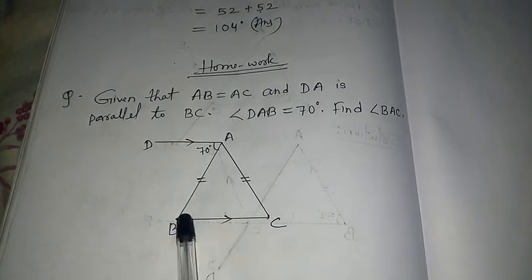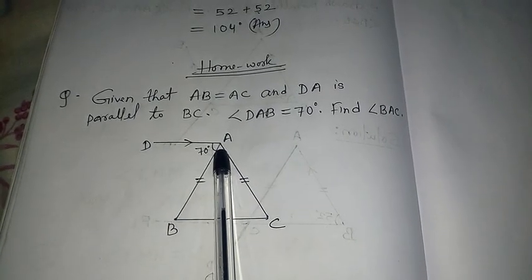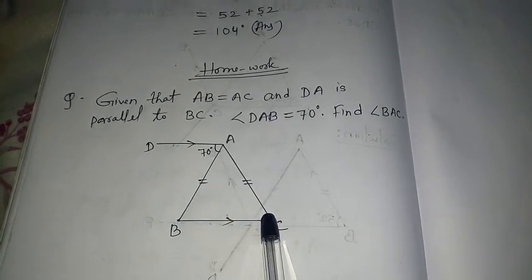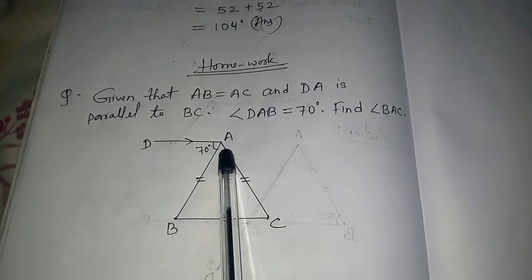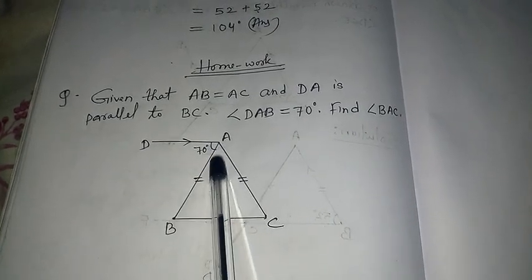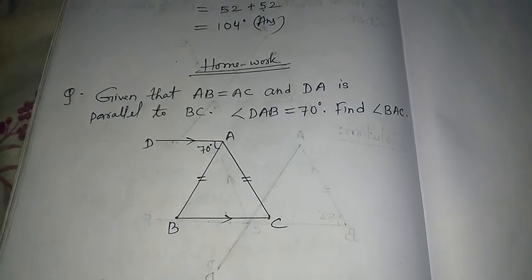And when these two are known, the upper part also will be known. So angle BAC will come to 70 plus 70, 140. So this will be known, 180 minus 140. That way, when two angles are known, the third angle is very easily known. So this is our homework. This is your homework, children.